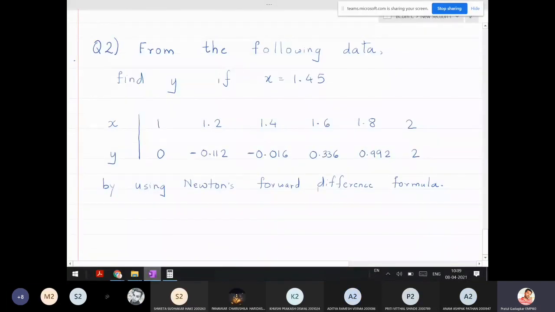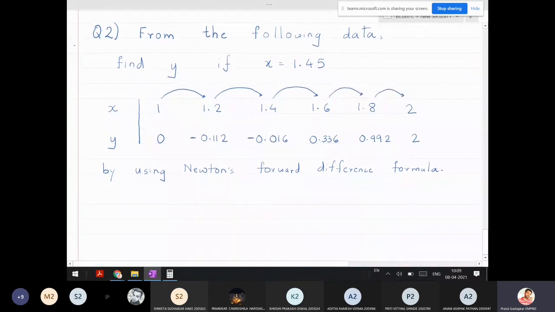Okay. So the second problem that we are going to do on Newton's forward difference formula is as follows. I am given data where x is varying from 1 to 2, and x is increasing in the fashion 1 to 1.2, 1.2 to 1.4 and so on. Is that increasing value constant? Yes. What is h here? Your h is the difference between 1 and 1.2, which is 1.2 minus 1, that is 0.2. So the value of h in this problem is 0.2. You see, everywhere the 0.2 value is added.